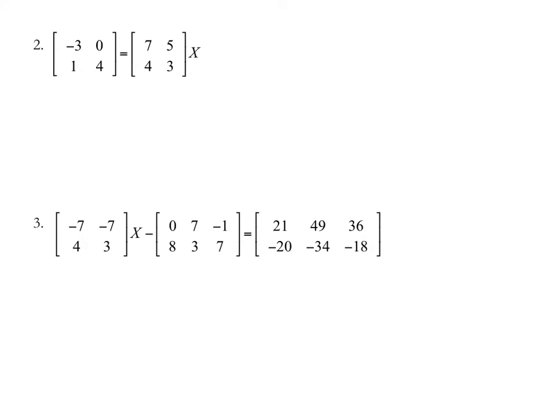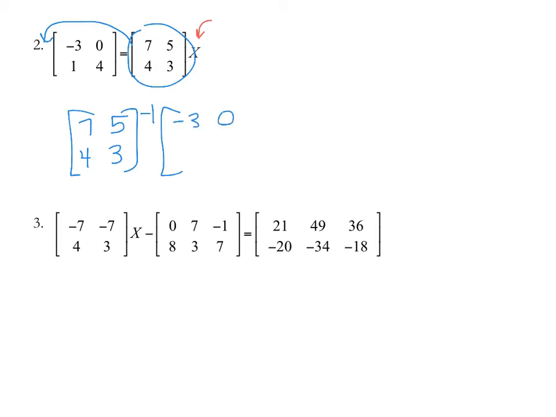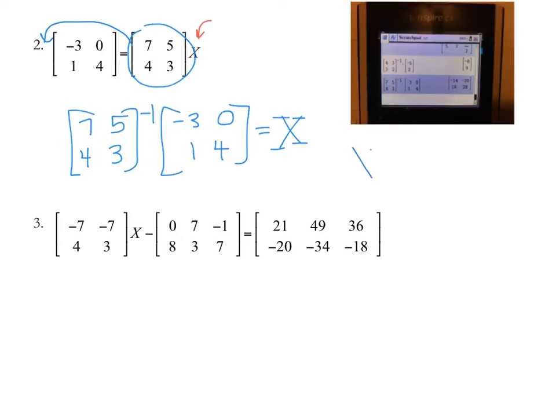All right, on the next page, you just need to be careful about which one you're trying to get rid of. I'm always trying to get the x by itself, so that should be your focus. If I want to get x by itself, the one next to the x is the one I need to move to the other side. That one is going to go first, and to move it to the other side, I have to use the inverse. So it's going to be the inverse of that one times the one that was already there. That's what you type in your calculator to get the answer. From the calculator, you can see that the answer for the x matrix is -14, 20, 19, 28.